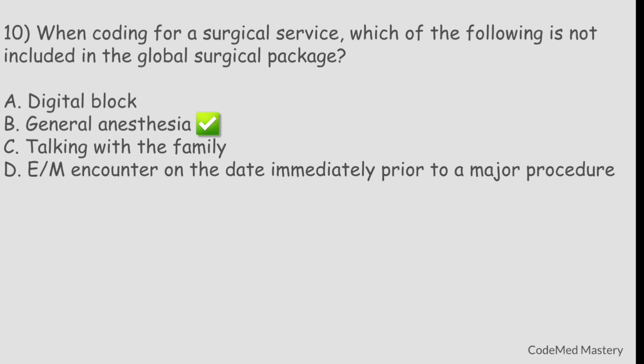Because options A, C and D, digital block, talking with the family and E&M on the date immediately prior to a major procedure, are all considered included in a CPT surgical code. General anesthesia would be reported separately, therefore general anesthesia is not included in the global surgical package.